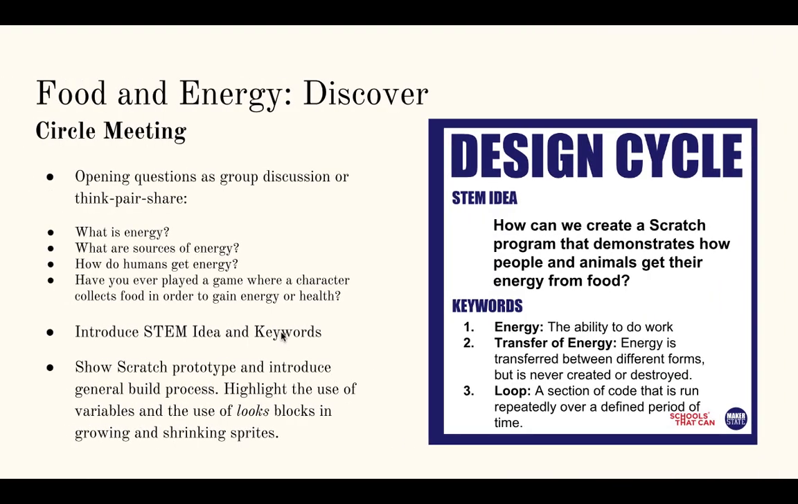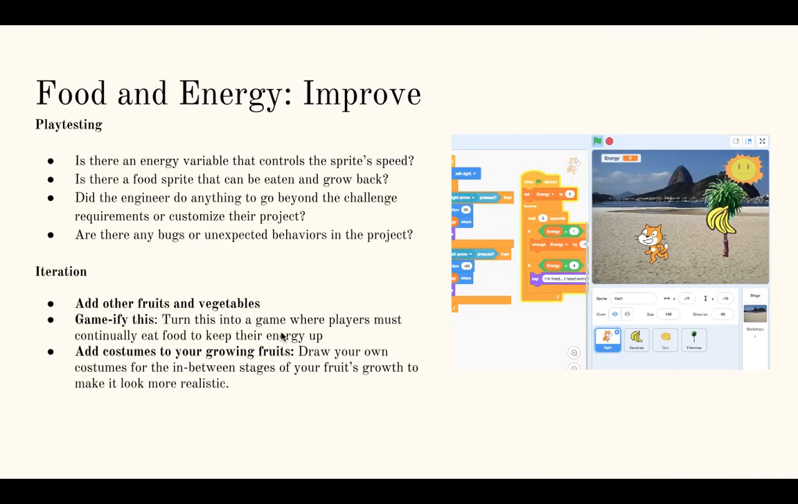So after your students finish building that, they'll move into the improve section. And in the improve section, they'll start by playtesting. And here's some guiding questions for playtesting. Is there an energy variable that controls the sprite's speed? Is there a food sprite or a fruit or a vegetable that can be eaten and will grow back afterwards?